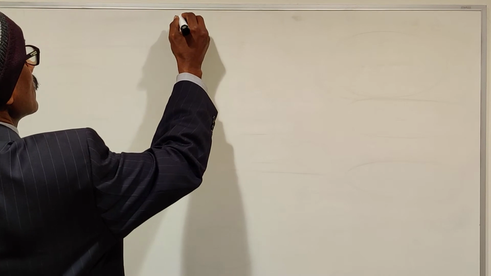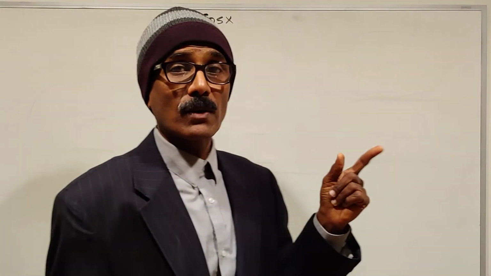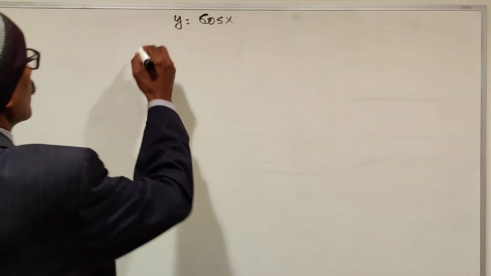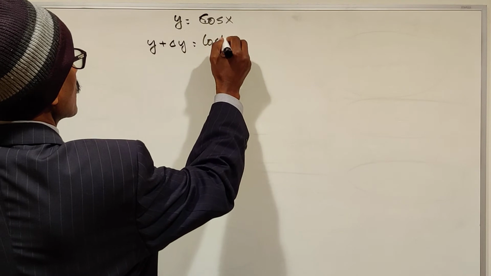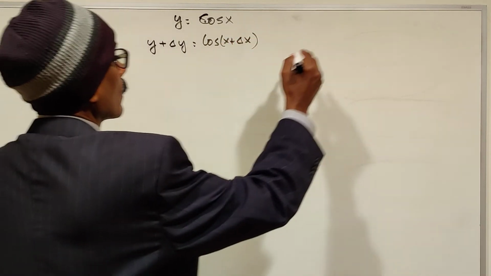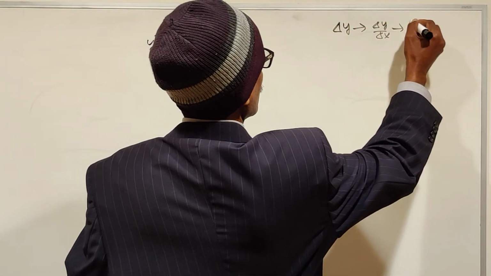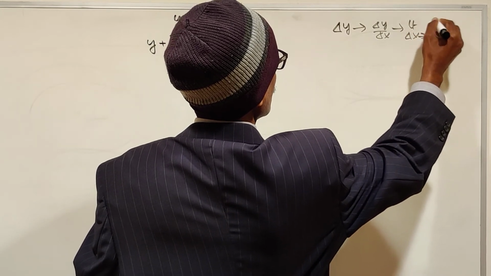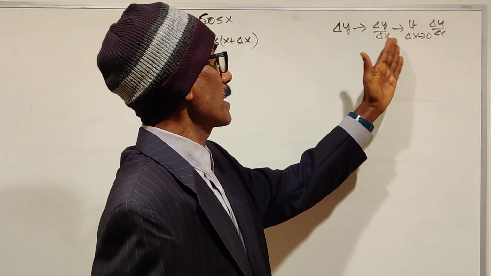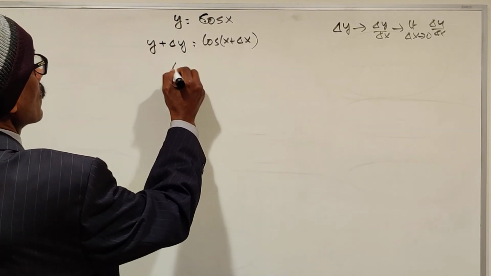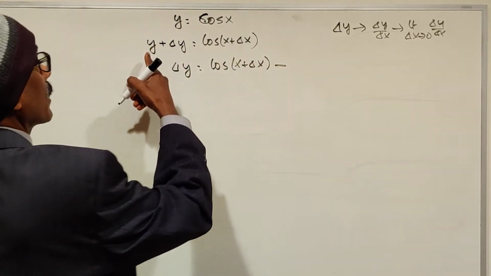Next, y is equal to cos x. Derivative of cos x. Now we are going to derive the derivative of cos x. Y plus delta y equals cos(x plus delta x). Here also, first find delta y, then delta y by delta x, then limit delta x tends to 0 of delta y by delta x. That is the method, that is the procedure. First delta y, then delta y by delta x, then limit. Now delta y equals cos(x plus delta x) minus cos x.